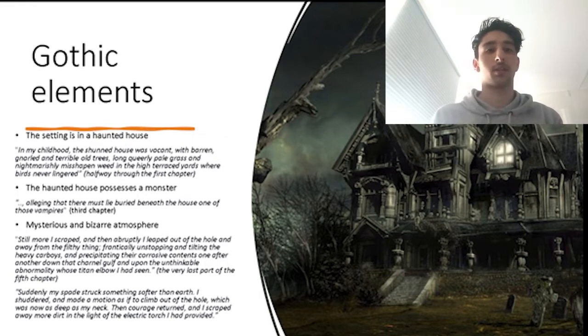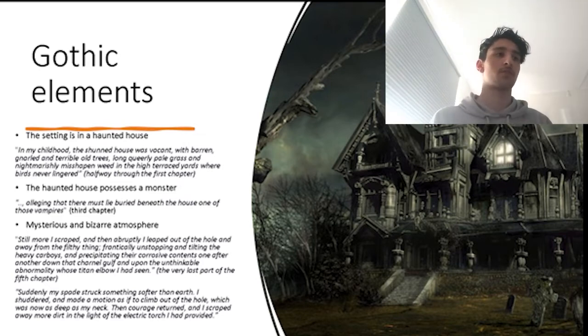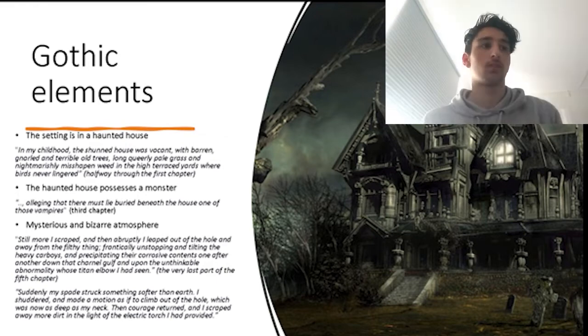The second gothic element is the monster who inhabits this so-called house, while feeding on the living, of course. This so-called monster is a gothic element mentioned in the third chapter, alleging that there must lie buried beneath the house one of those vampires. Vampires are classified as monsters, so yeah, there are some monsters mentioned in the novel, so that's a gothic element.